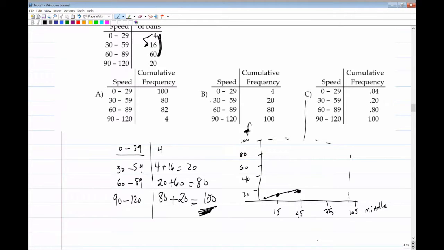Now some number between 60 to 89. If we go to that, it should be 60, which jumps all the way to here. As you can see, it's moving up. And the next class is between 90 to 120. If we pick 105 or something close to that, then it will be close to 100. So the last one should build up to 100.